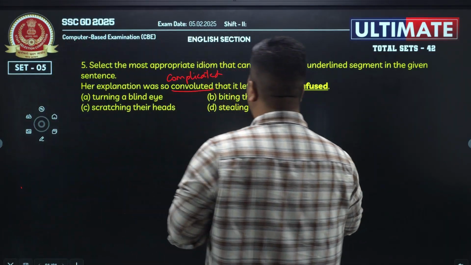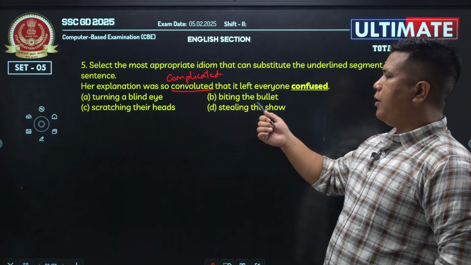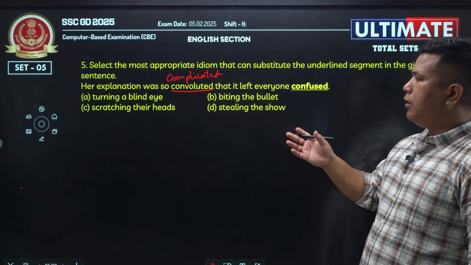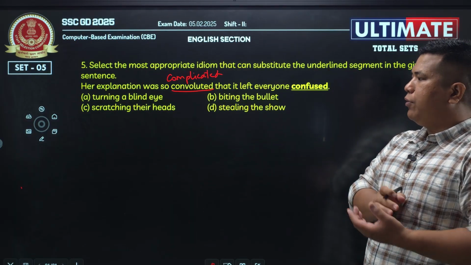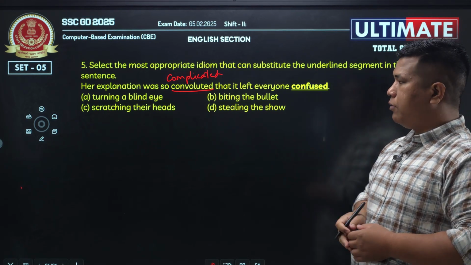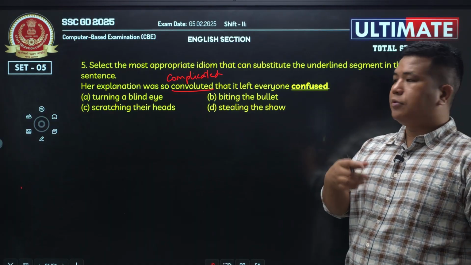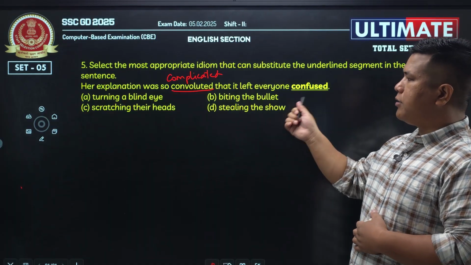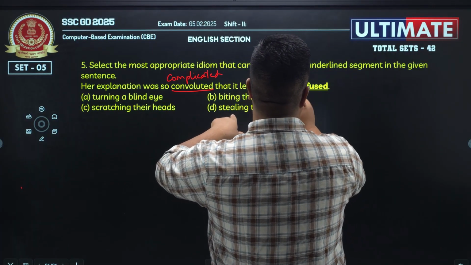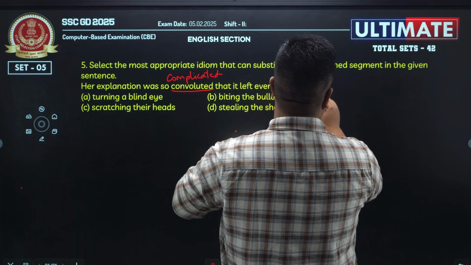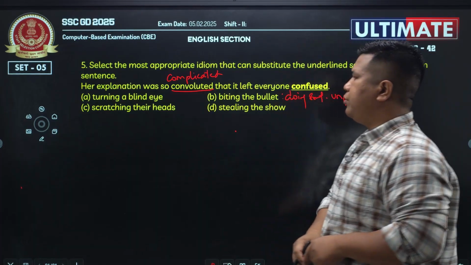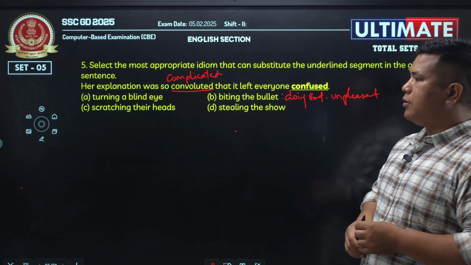Biting the bullet. So biting the bullet is doing something unpleasant, extremely unpleasant, or something that you don't want to do.